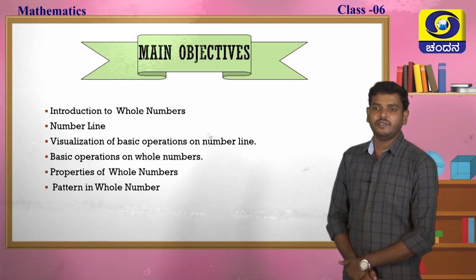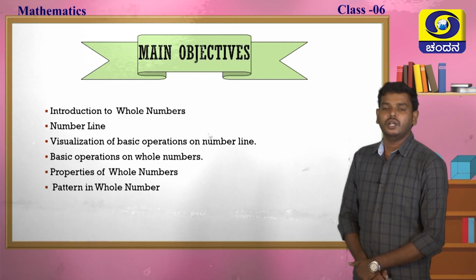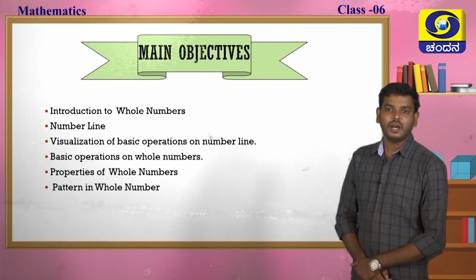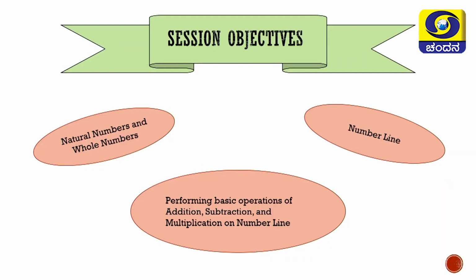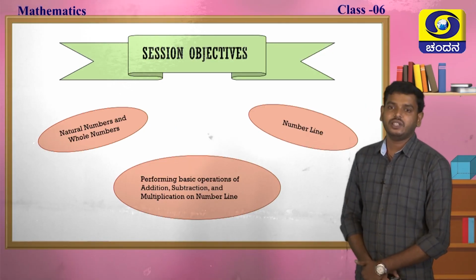In the beginning itself I told you that it is a very vast, beautiful and interesting chapter. To study it in detail, we have divided the chapter into two parts. In this session, the part 1 topics will be discussed: we will learn about natural numbers and also whole numbers. We will study the number line and also perform basic operations of addition, subtraction and multiplication on the number line. Let us start the chapter with an activity now.